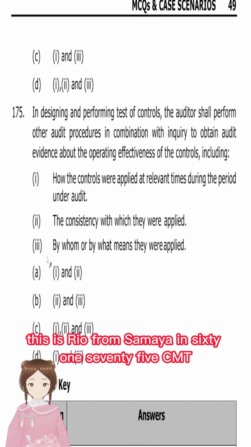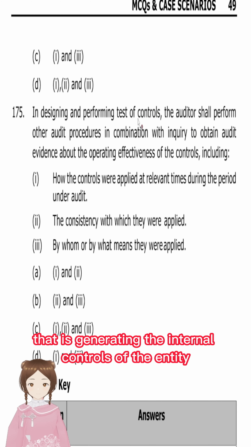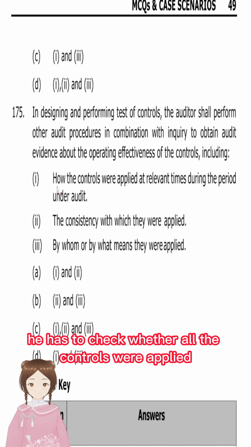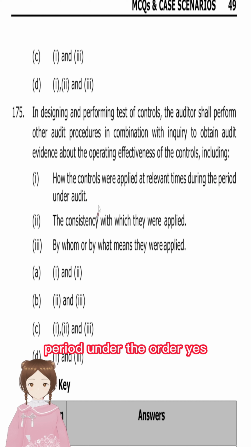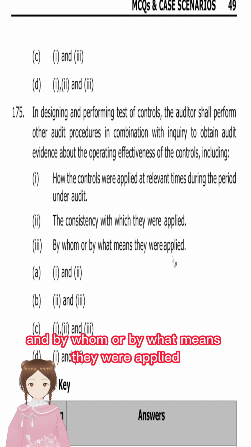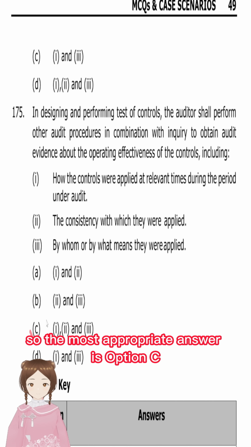Hey Samson, this is Riya from Samaya, MCQ 175, CA Inter. While doing tests of controls, that is, we are auditing the internal controls of the entity, what does the auditor have to check? He has to check how the controls were applied at relevant times during the period under audit, yes. And the consistency with which the internal controls are applied, and by whom or by what means they were applied. I think all the three we have to check. So the most appropriate answer is option C.